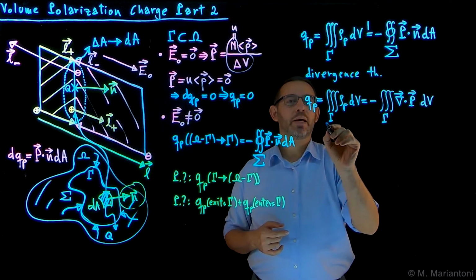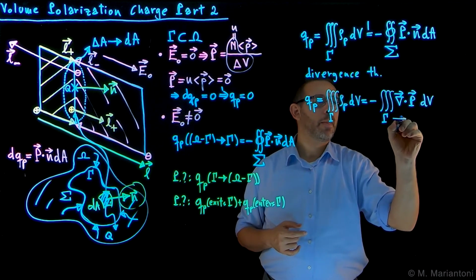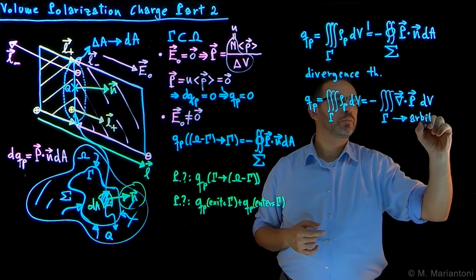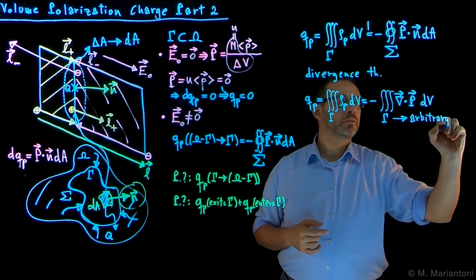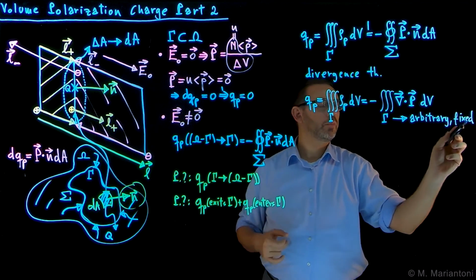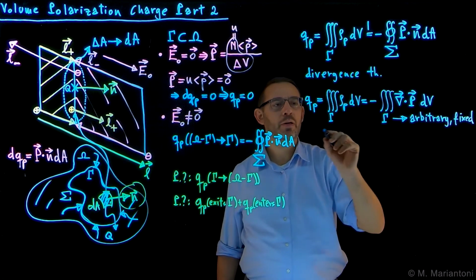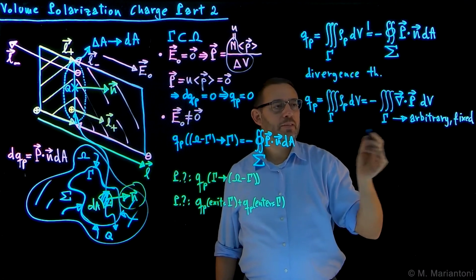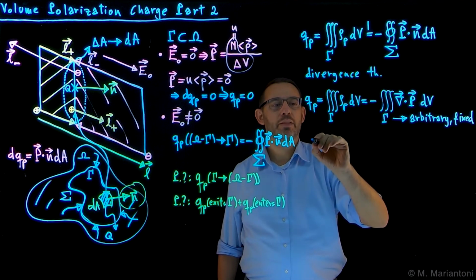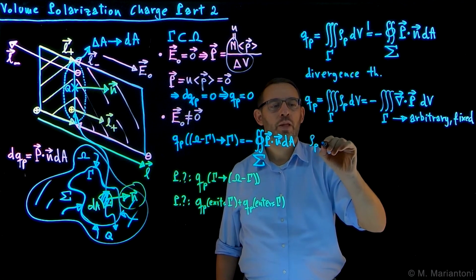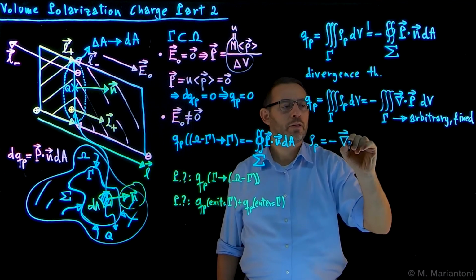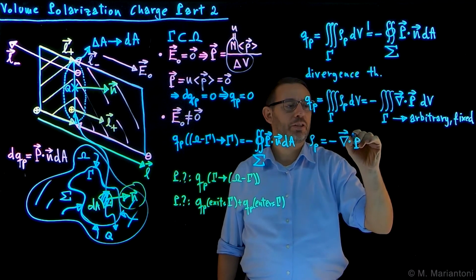Now, since gamma is arbitrary and fixed in an inertial reference frame, if it wasn't fixed, it would be complicated. Due to the arbitrariness of gamma and the fact that it's fixed, this means that the integrands have to be the same, which means that rho p has to be equal to minus the divergence of the polarization vector P.